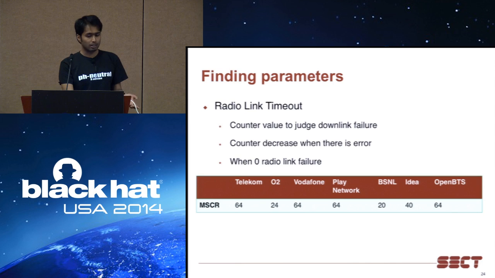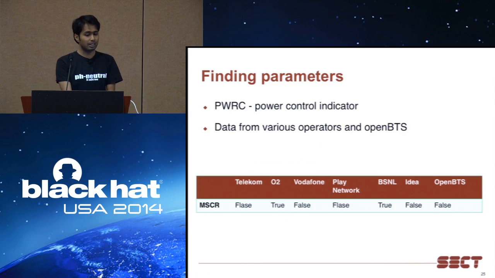Play Network in Poland has a 64. Vodafone also has a 64, but that was in Berlin. But I checked Vodafone in London, and actually they had different settings. So it varies. O2 in Germany has a 24, so maybe in that area where I captured, the setting was 24 for the call drop. So these kinds of different settings we can collect.